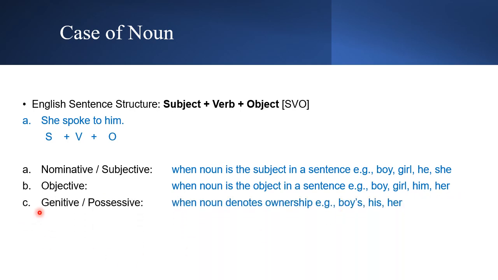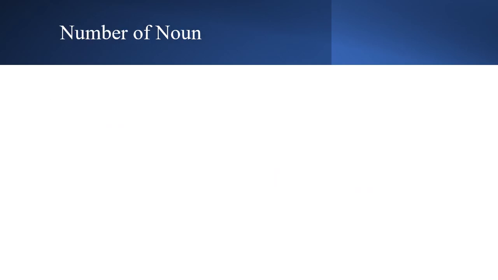Okay, genitive or possessive case, don't worry about the word genitive, you just worry about the possessive. When a noun denotes ownership, for example, boy's, if it is a noun, then we have an apostrophe, and if it is not a noun, then we would have his or her. For example, this is his book. So his shows possession, his shows that this book belongs to somebody, so that is called possessive. Okay, so I hope you understand that.